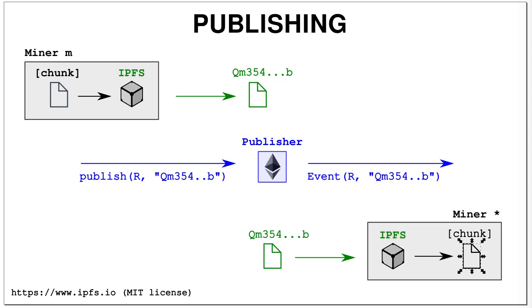Now, if every miner fetched every chunk that was published, then every miner would have a full copy of all of the chunks ever published. This would be great for redundancy, but somewhat wasteful of space. After all, storage costs money. We can organize our miner population so that each one stores a subset of all the chunks.